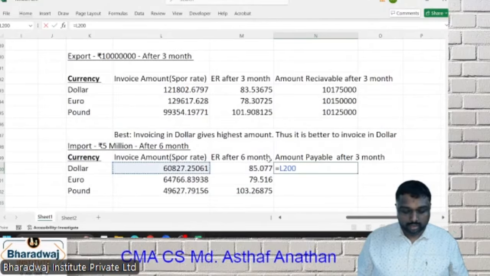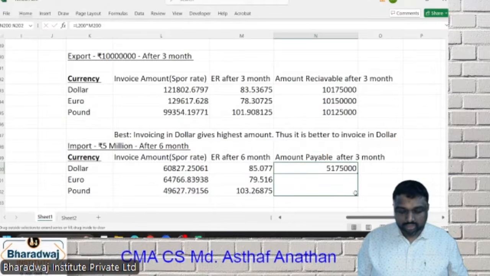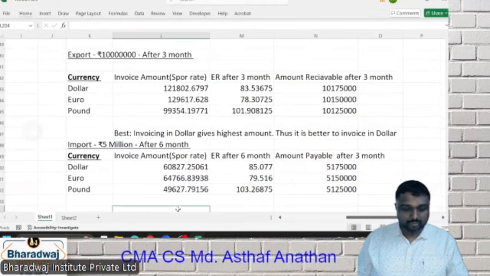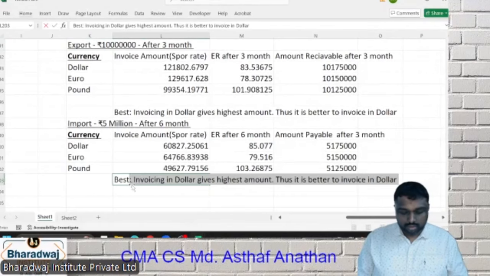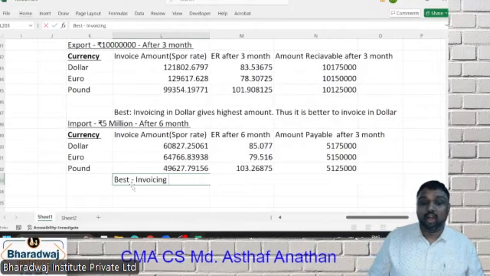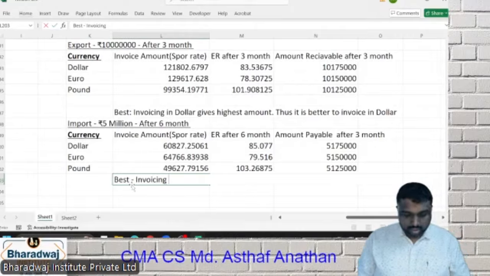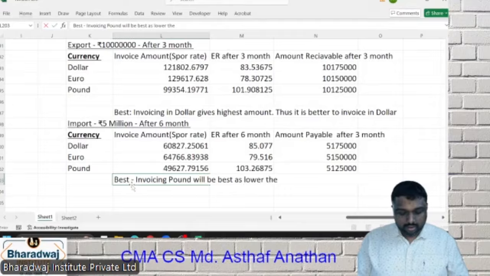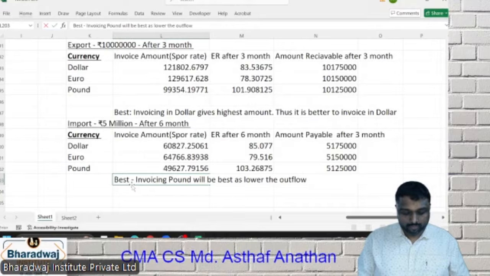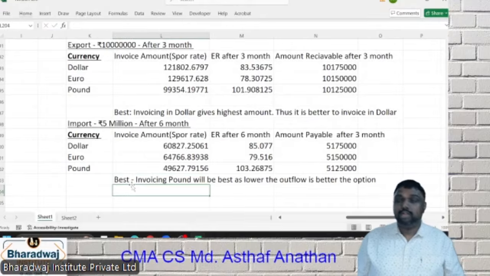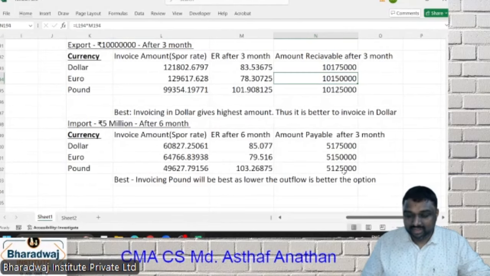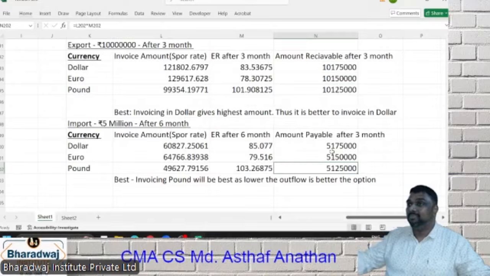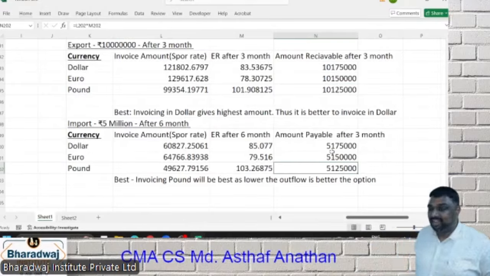So what is the amount payable? This is the invoice rate. This is the price. So which price is best? See, best will be the lower outflow. So best will be what? Invoicing in the lower pound. Invoicing in pound will be best, as the lower the outflow, the better the option. I will tell you one shortcut method also. See, you will get ulta ranking. Here, this is best, this is next, this is next. Because currency ulta, buying, selling perspective. So you can ensure that you have done it in a correct manner.